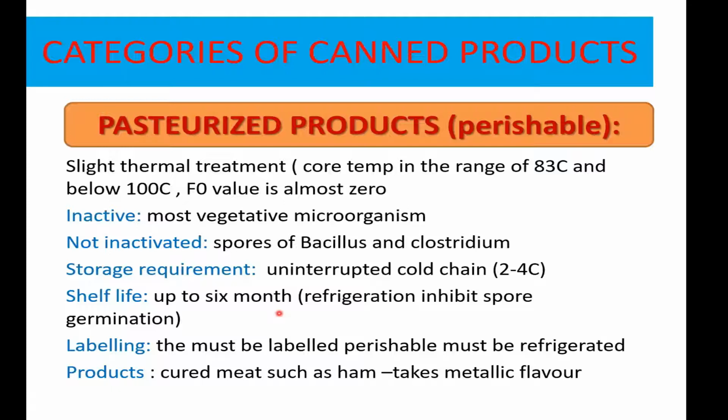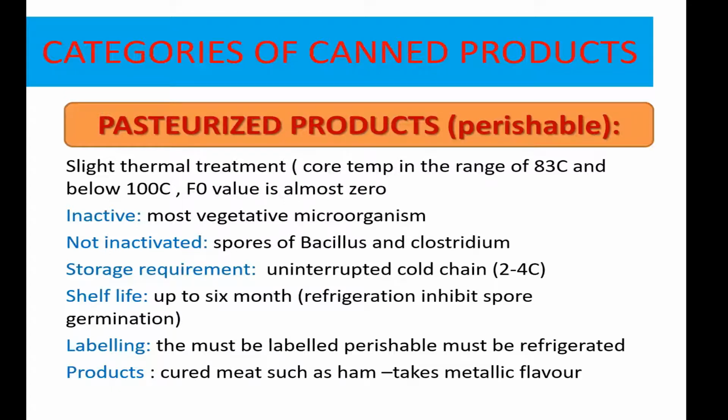So what type of products are generally pasteurized? Most of the pork products, especially the ham and the bacon, we generally go with pasteurization. We don't go with sterilization. Why? The reason is that when you subject pork products to high temperature, it will give a metallic taste. That is the reason why generally the pork products are pasteurized and not sterilized.